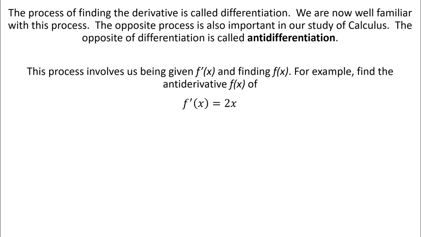So far, we've been studying differential calculus. But going forward, we'll see how anti-differentiation leads us to the second main branch of calculus called integral calculus. And this process involves us being able to find an original function, f of x, when we're given its derivative, f prime of x. So for example, if we want to find the antiderivative of f prime of x equal to 2x, we have to reverse our thinking. In other words, we have to think backward.